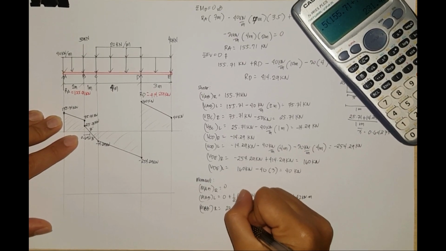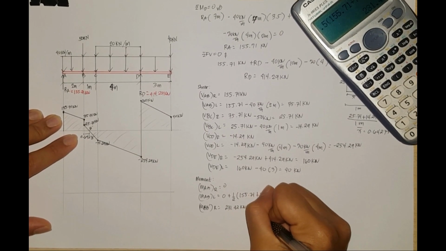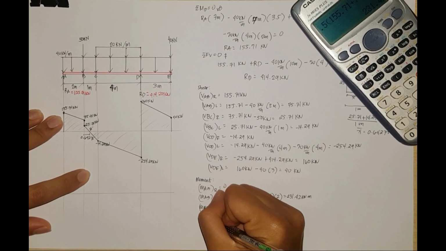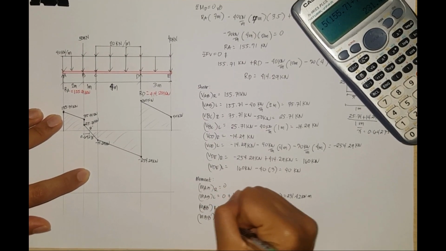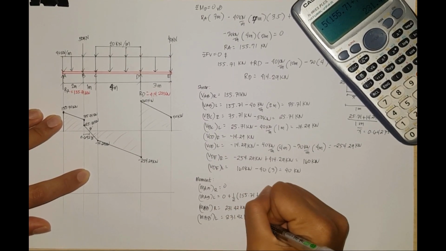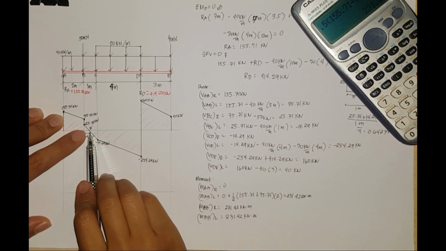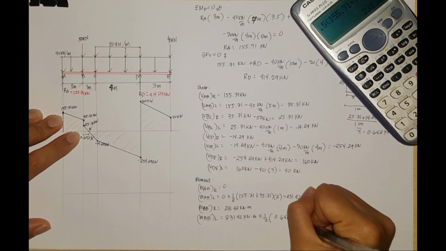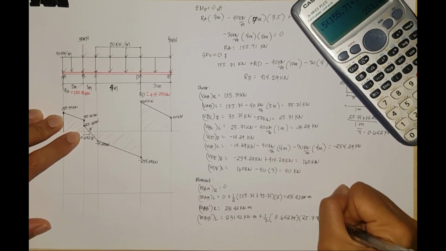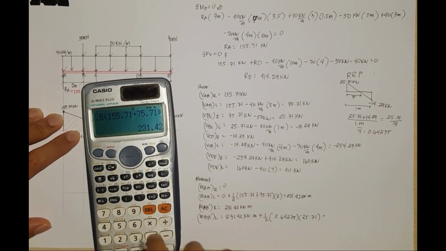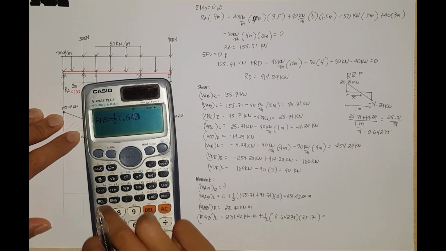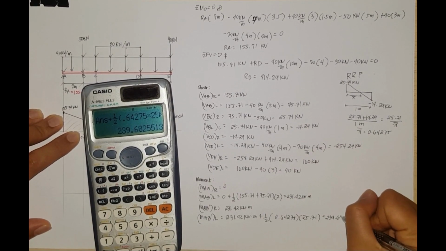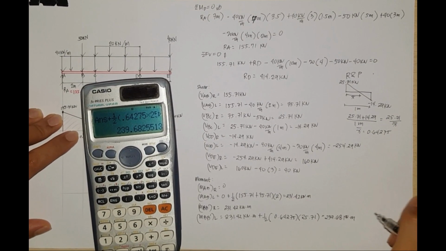And then next we have the moment at B prime, right? So we have 231.42 kilonewton meter. Is there any moment at this part? So no, there is no moment. So it retains. And then moment at B prime left, 231.42 kilonewton meter. Is there any area at this part? We have plus 1 half of 0.64275 multiplied by 25.71. So it is equal to 239.68 kilonewton meter.